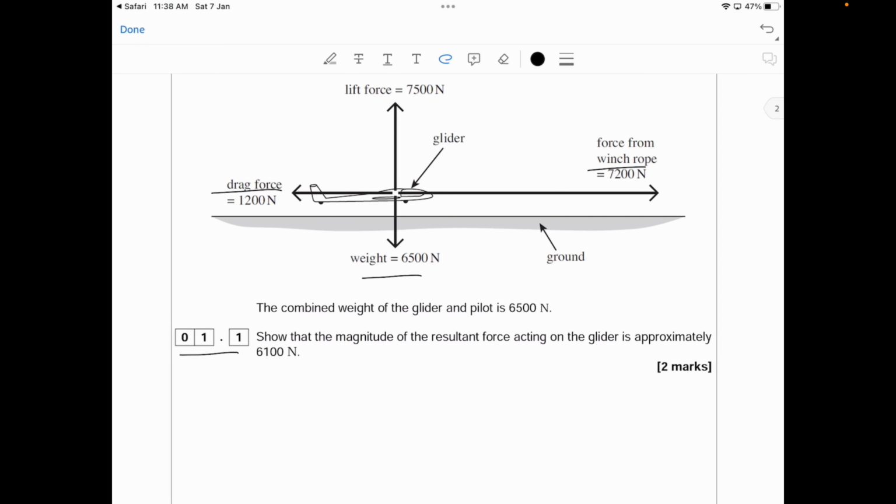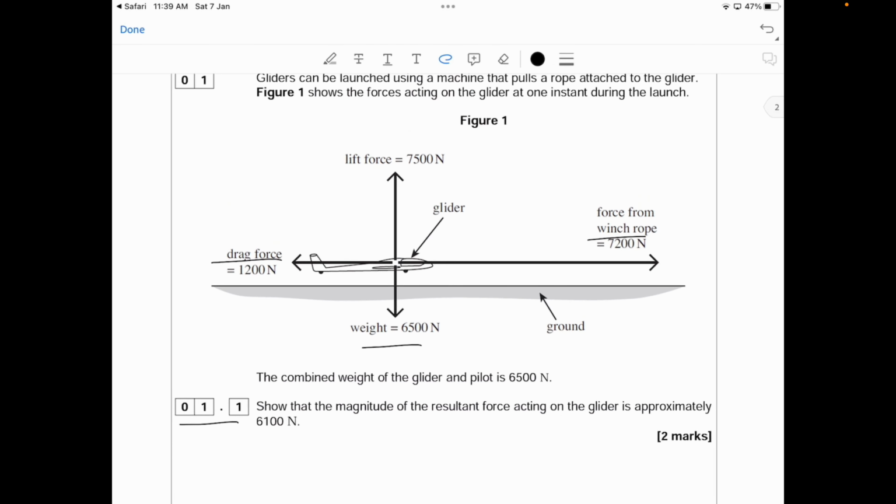Now the combined weight of the glider and the pilot is 6,500 newtons. Question 1.1 states that show that the magnitude of the resultant force acting on the glider is approximately 6,100 newtons. Okay, so we have to show that the resultant force is approximately that. So we have to consider two values for this question. So we have to consider the force at which they act. So what we're going to do is we're going to subtract the horizontal forces and we're going to subtract the vertical forces. So we can find out how much is the resultant force horizontally.